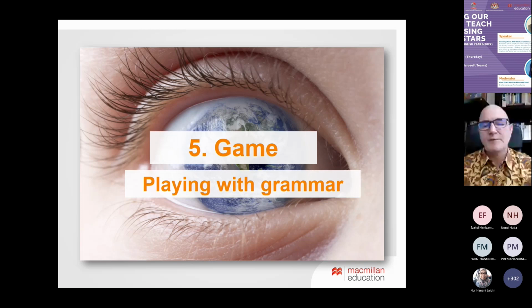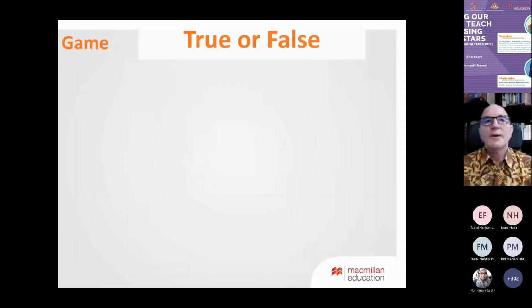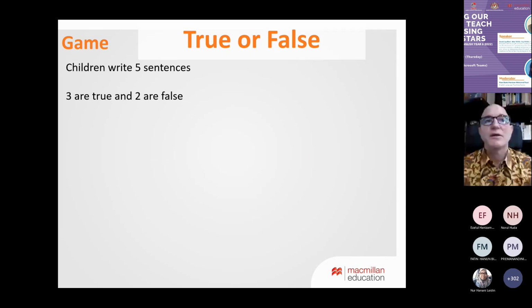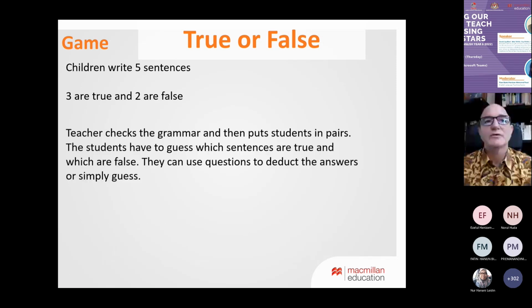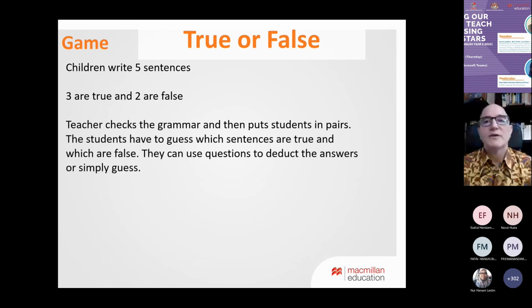Games are really great for building memories of learning. So with used to, we have a really nice true or false game, and this is highly personalized. The children would write 5 sentences using used to. 3 are true and 2 are false. The teacher would then check it and put the students into pairs. They read the sentences and try to guess which are true and which are false.